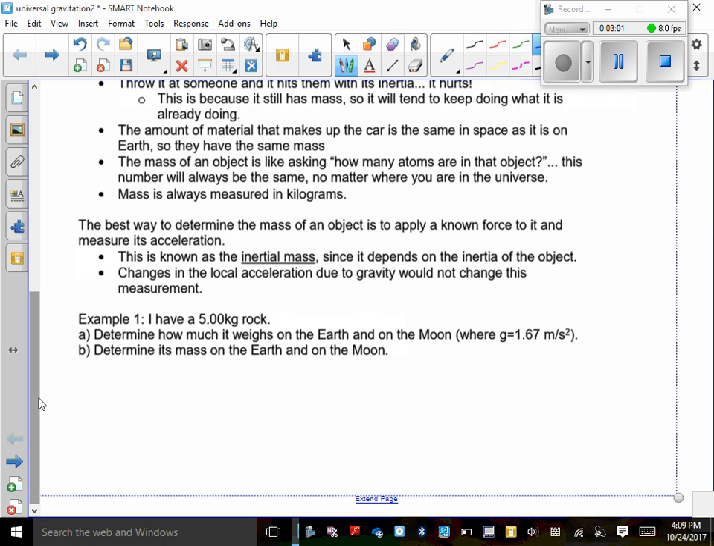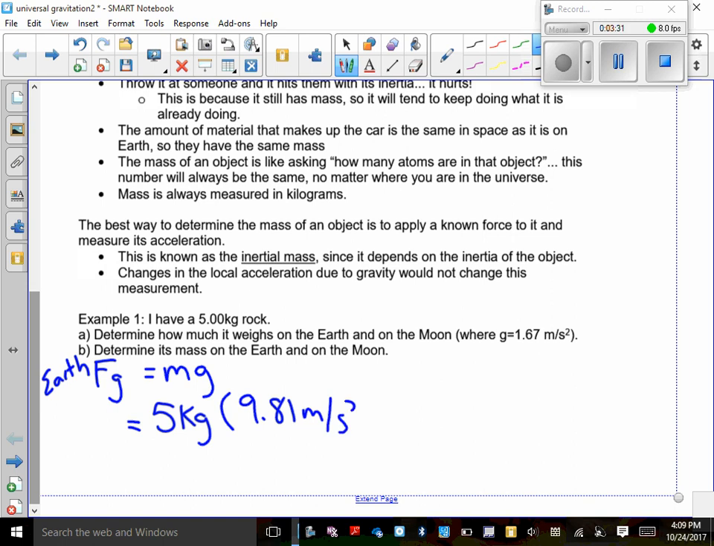Let's look at this question here. I have a 5-kilogram rock. Determine how much it weighs on Earth and on the moon. Okay, so we said weight is the same as the force of gravity, which is mass times gravity. So let's first look at Earth. Okay, so the force of gravity is mass, 5 kilograms, times g. This is a constant on your formula sheet, and it's 9.81 meters per second squared.